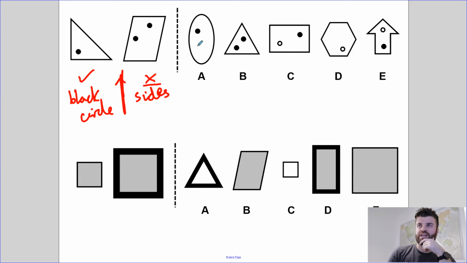So let's start looking through our shapes. Well, A, we have a black circle, and it's curved. Does that matter? Well, none of these sides are curved. I'm not sure. I'm going to go over to the next one. B, that definitely would fit, wouldn't it? Because that's a triangle.